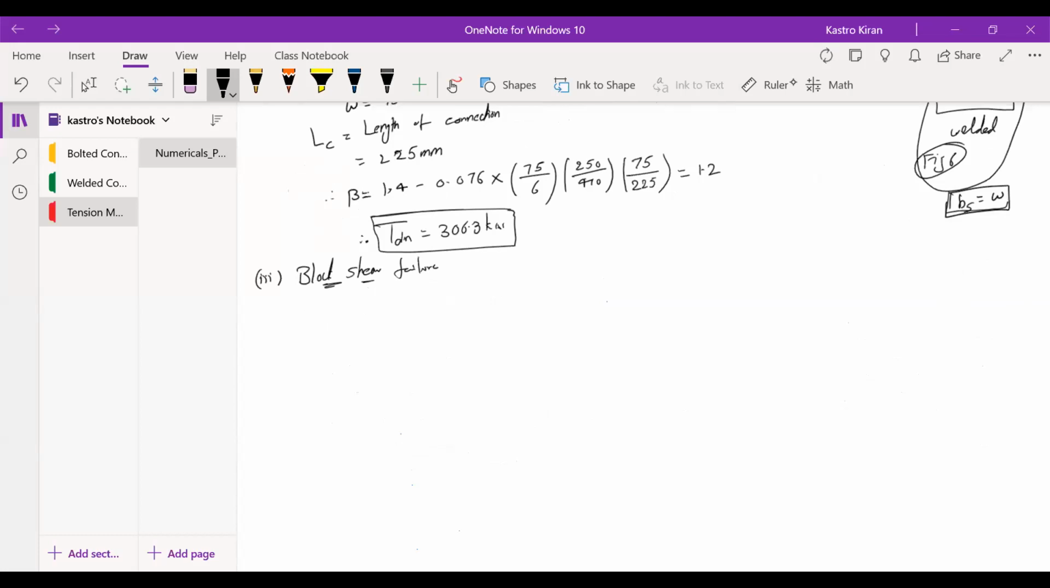So if you go to clause 6.4.1 of IS 800-2007, you have two values of block shear strength, or two formulae, that is TDB1 and TDB2. I'm not writing the formula again here, but just let it be for understanding purposes. We have to solve for TDB1 and TDB2. So refer to clause 6.4.1, and you will obtain these formulae.